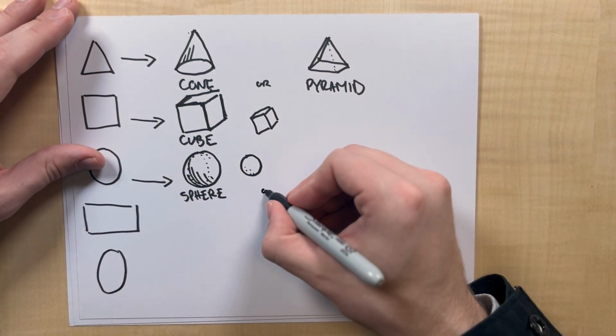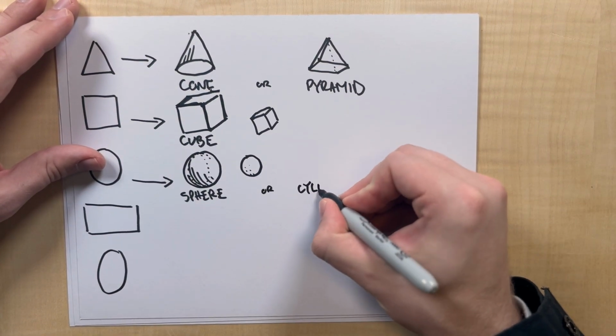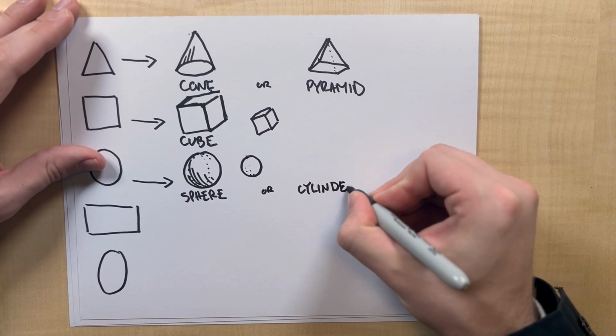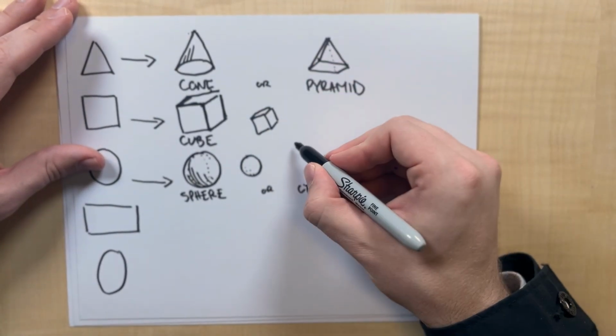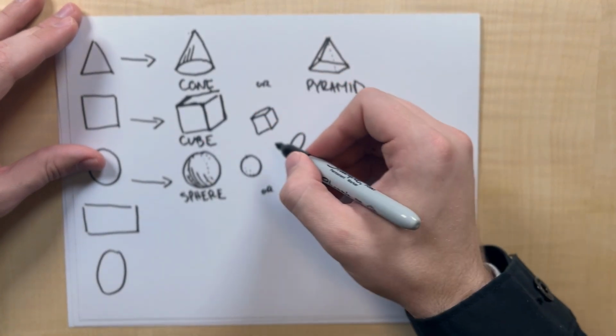So you could do a sphere, or you could do a cylinder. Now, again, it's in perspective. So we're going to start with an oval, and we're going to do the same thing with the cube.